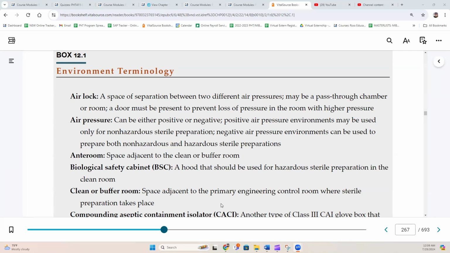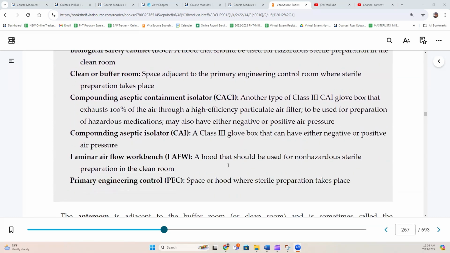The anteroom, which is a space adjacent to the clean or buffer room. The biological safety cabinet, a hood that should be used for hazardous sterile preparation in the clean room. The clean or buffer room, the space adjacent to the primary engineering control room where sterile preparation takes place. Compounding aseptic containment isolator, another type of Class 3 CAI glove box that exhausts 100% of the air through a high efficiency particulate air filter.